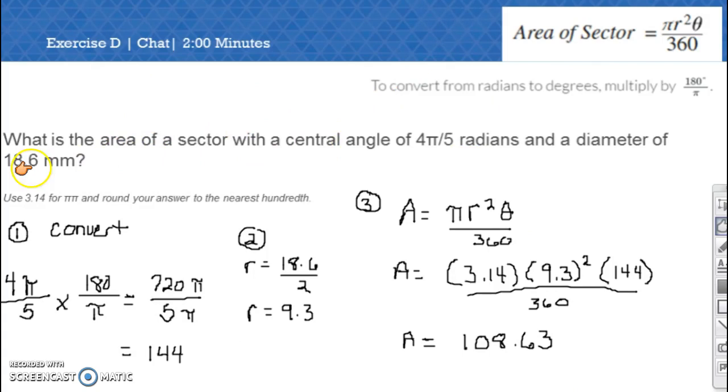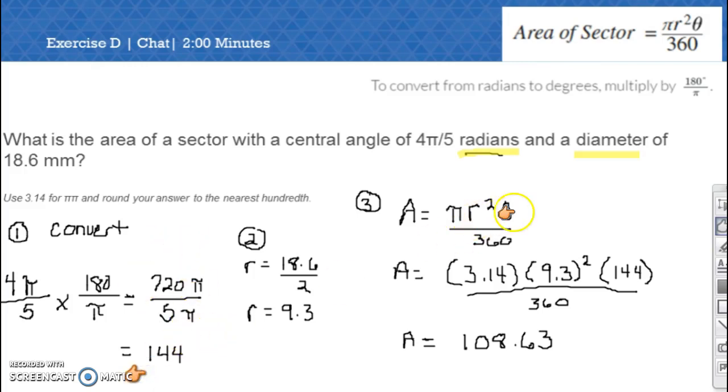And then the last one is very similar. What's the area of a sector with a central angle of 4 pi over 5 radians and a diameter of 18.6? We've got radians we have to convert, and for our formula we need the radius, so we're going to have to convert both. Step 1, we convert this to degrees: 4 pi over 5 times 180 over pi. Multiply 4 times 180, you get 720. 5 times 1, you get 5. We can cancel the pi's, and 720 divided by 5 is 144.